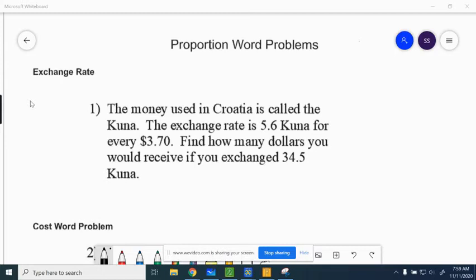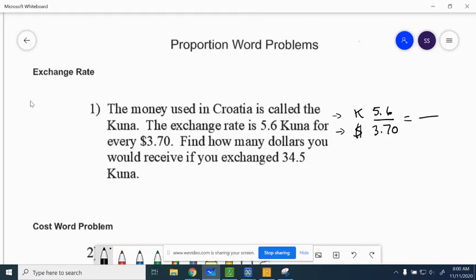Number 1 says the money used in Croatia is called the kuna. The exchange rate is 5.6 kuna for every $3.70. So how many dollars would you receive if you exchanged 34.5 kuna? So what we're going to do here is we're going to set up a proportion. Let's do kuna on top, 5.6 over dollars, which is 3.70, is equal to, now if you want to just keep this simple, we have two different rows here. We've got kuna and dollars. So we're going to set up a second fraction here.